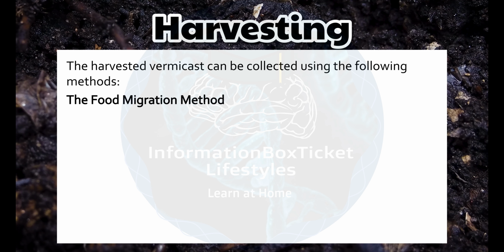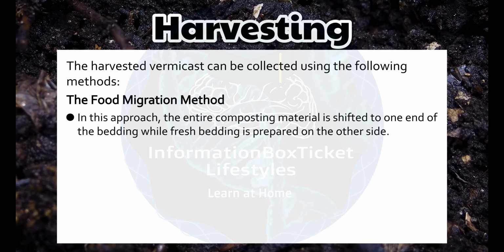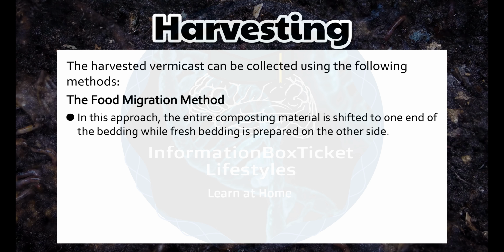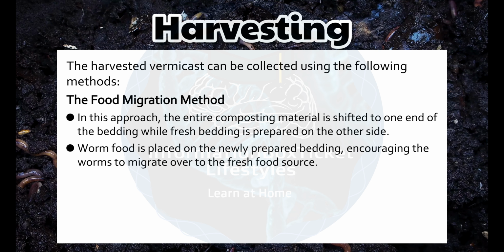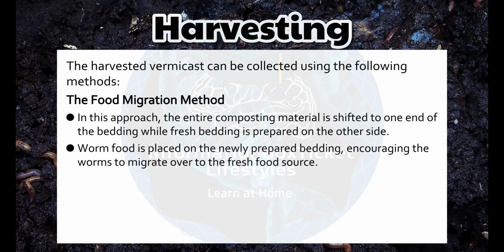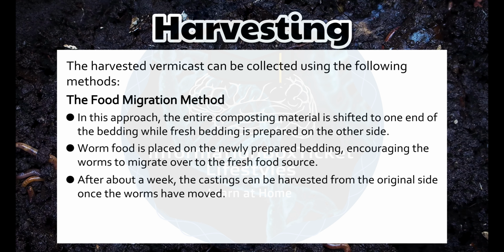The food migration method. In this approach, the entire composting material is shifted to one end of the bedding while fresh bedding is prepared on the other side. Worm food is placed on the newly prepared bedding, encouraging the worms to migrate over to the fresh food source. After about a week, the castings can be harvested from the original side once the worms have moved.